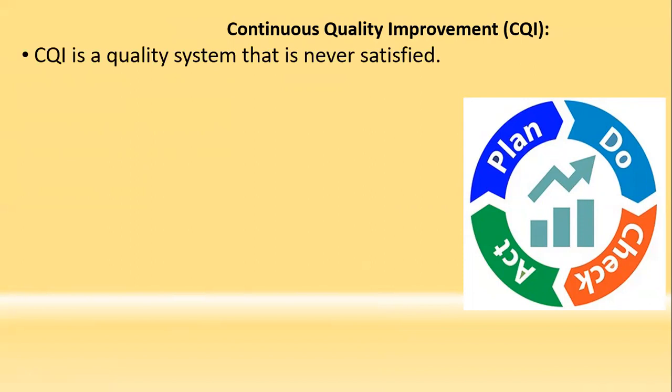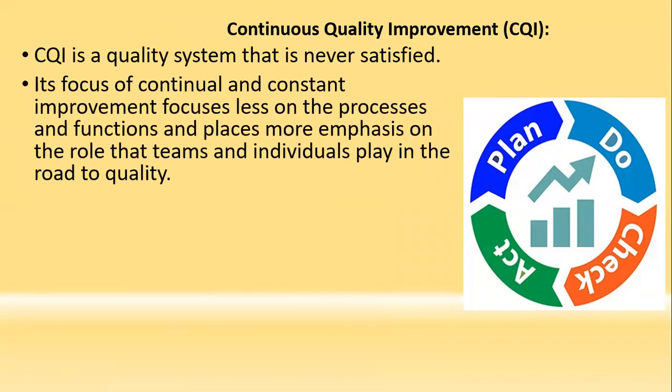CQI is a quality system that is never satisfied, because it always wants continuous improvement in the quality. So it is a never-ending process. It is a never satisfactory process. Always there is a scope for improvement. It focuses on continual and constant improvement, focuses less on the process and functions, and places more emphasis on the role that teams and individuals play in the road to quality.